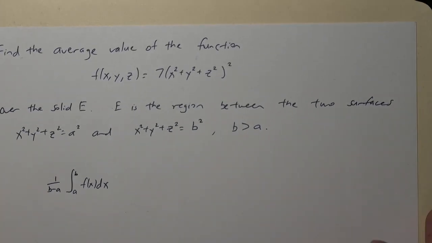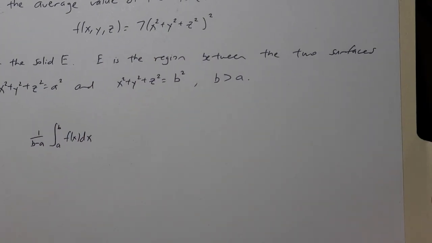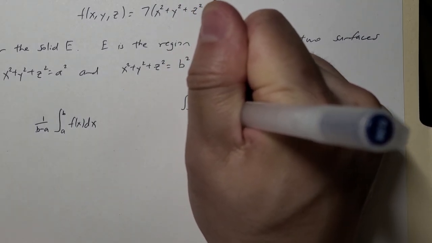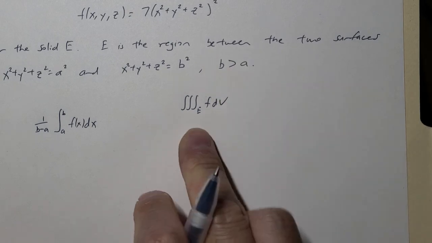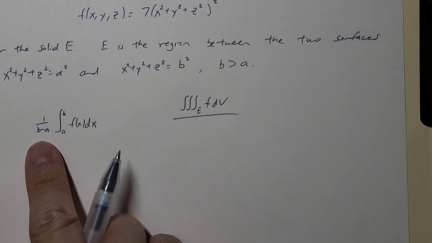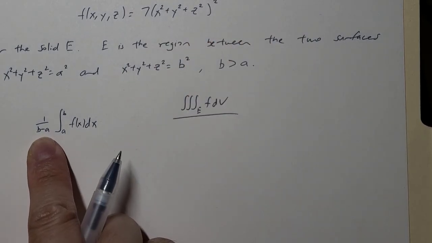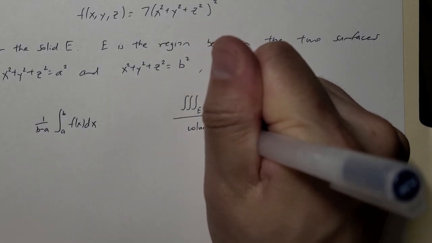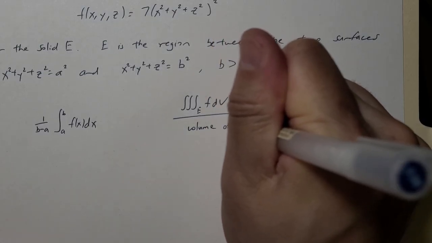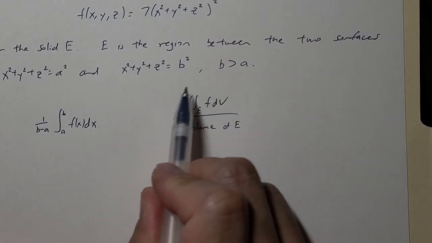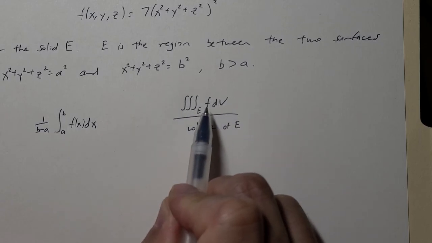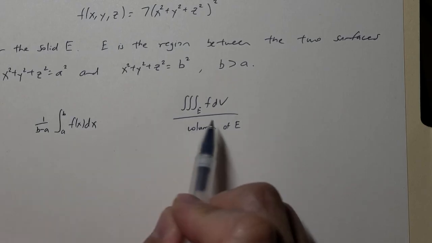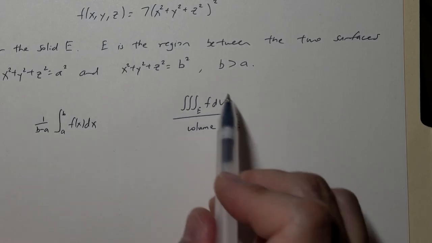So when it's three-dimensional, we can make a very educated guess that we're going to have to triple integrate over the region, and divide it by, instead of a one-dimensional length, what's similar in 3D? It's volume of the region E. So we sum up all the values of f over E and divide by the volume of E. See how these are analogous? So this is how we're going to approach it.